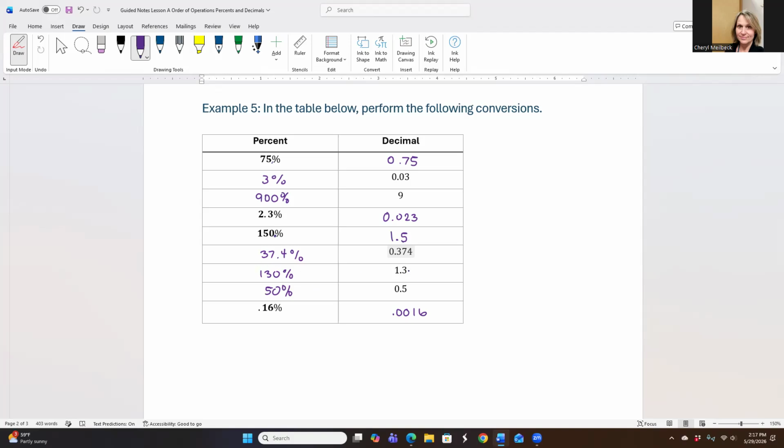For 1.3 as our decimal number, we get 130%. For 0.5 as our decimal number, that's 50%. And this one had the decimal in front. So this 0.16%, that's not even 1%. It's very small. So when we divide by 100, we move the decimal 2 places to the left and get 0.0016.